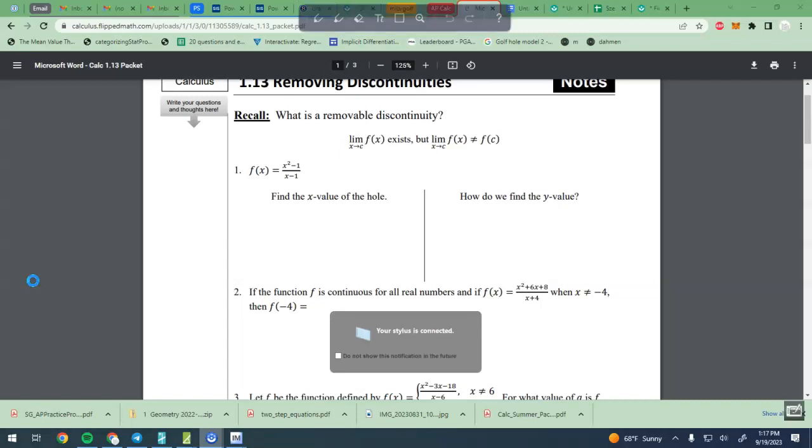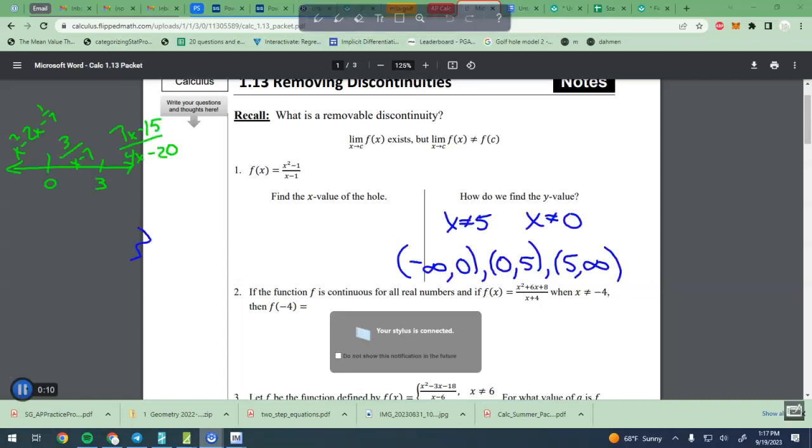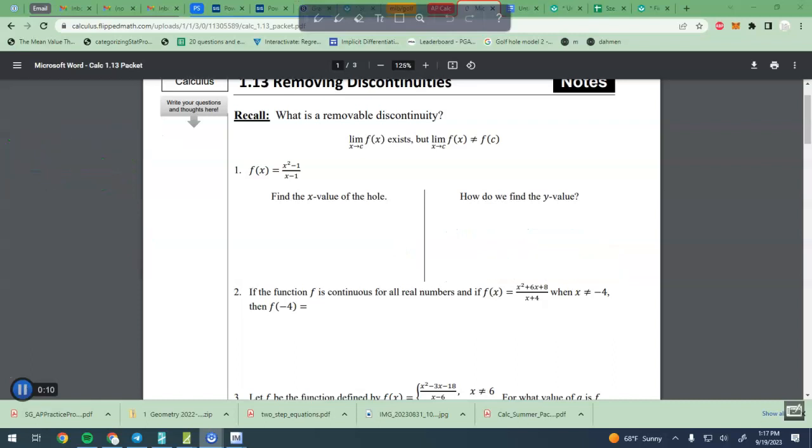Removable discontinuities. What is a removable discontinuity on a graph? What does it look like? A jump is when you get piecewise functions that have a different y value. So a removable one is an open circle.